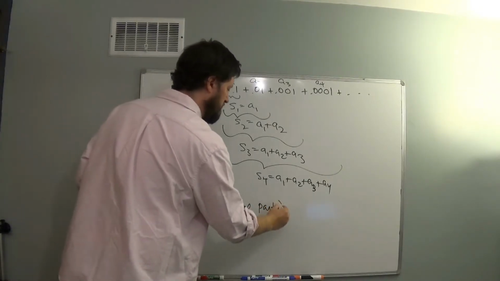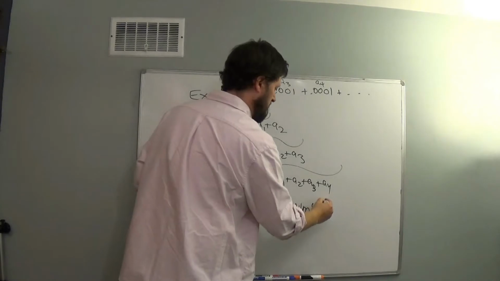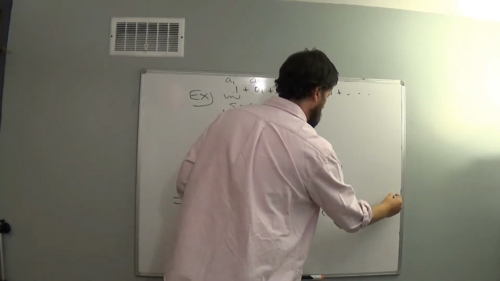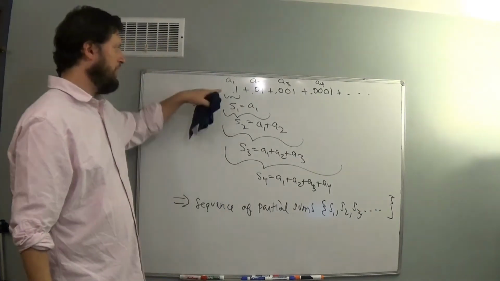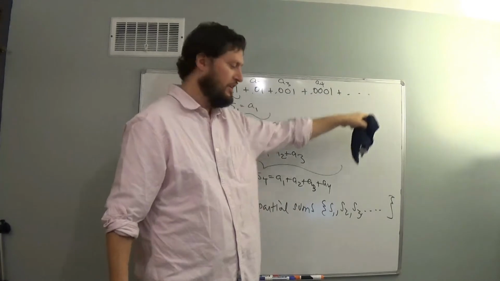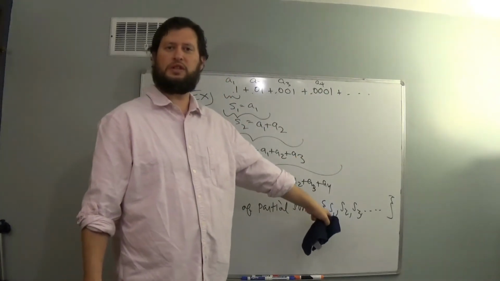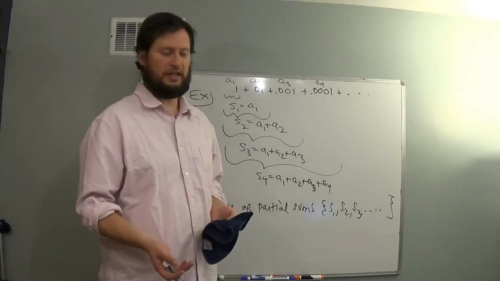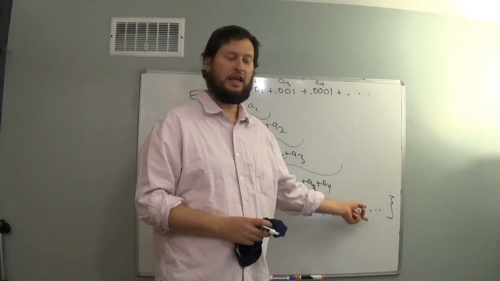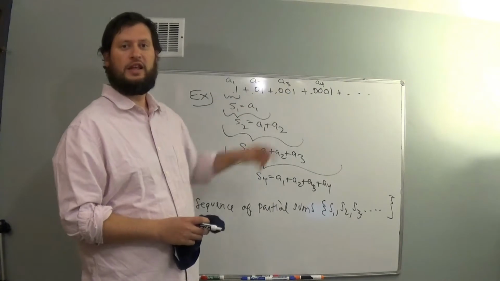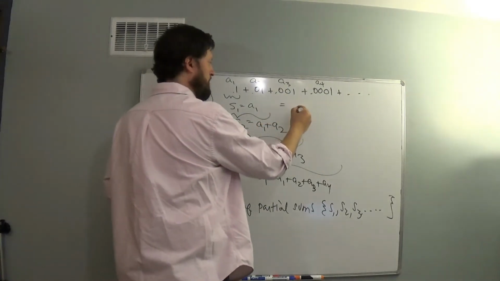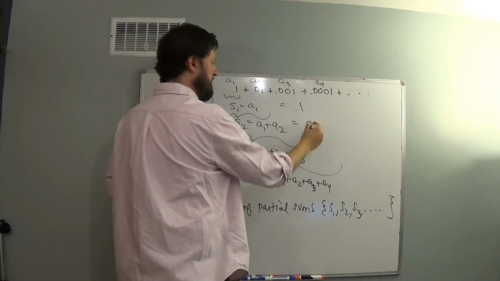The sequence of partial sums: S1, S2, S3, and so on. We say that this infinite sum exists if this sequence of partial sums has a limit that exists. If the partial sums are getting closer and closer to something, that something is the infinite sum that we started with.